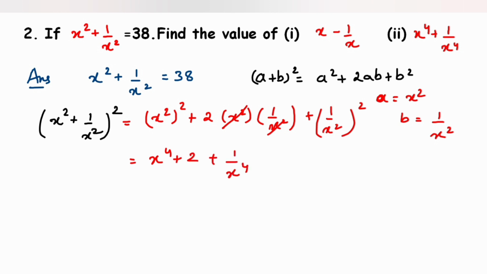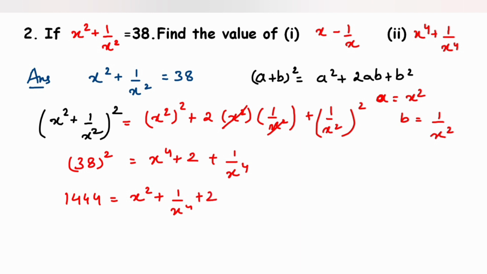Now here don't forget to substitute the value here. We got x square plus 1 upon x square is equal to 38. So I'm going to substitute here. So 38 square is equal to this. Now 38 square is nothing but 1444 is equal to x to the power 4 plus 2 plus 1 upon x to the power 4, I'm just rearranging the numbers.